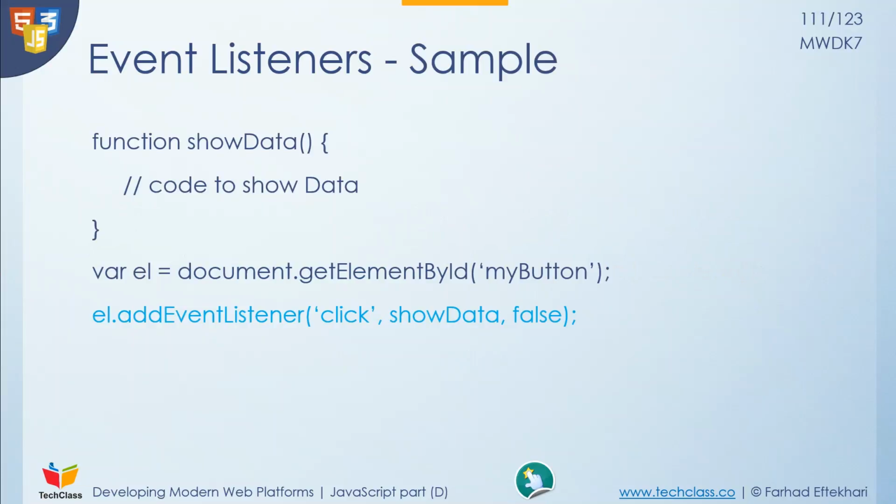Here's an example where you can see it. So here we have that HTML element, and then by using this method addEventListener for the click event, we are adding this function showData here. You can also try it by yourself. Also, there are tons of examples online.